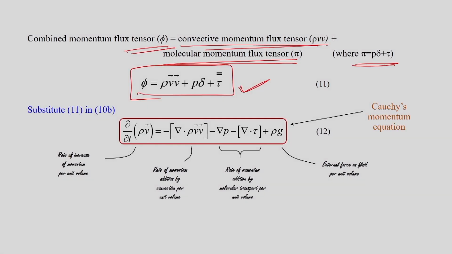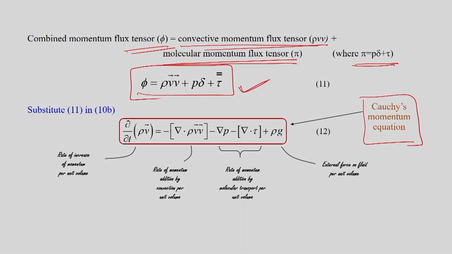Then we get dou by dou t of rho v is equal to minus del dot rho v v minus del p minus del dot tau plus rho g. So, this is the momentum equation in Cartesian coordinates. This has all three components, x, y and z, written in vectorial form. Okay. We can also expand it into three individual components. This equation is known as the Cauchy's momentum equation.